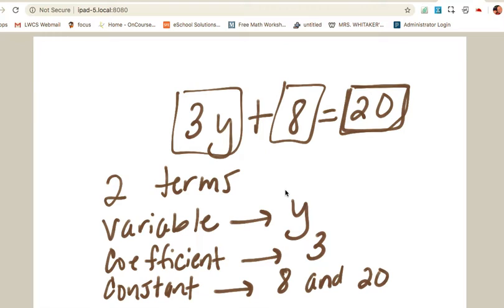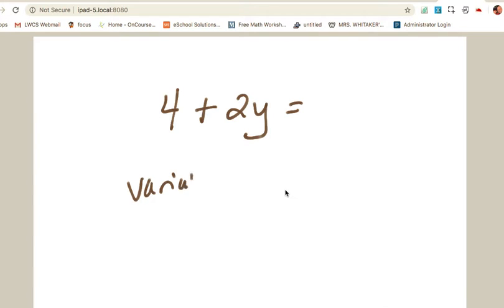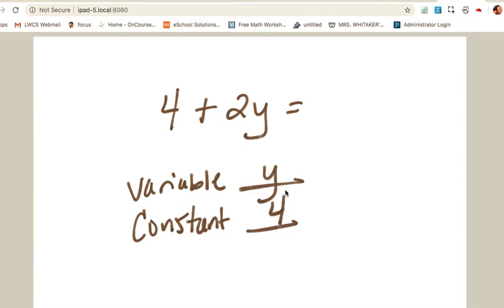Okay, so let's practice again. On the next slide, we have a problem. What would be the variable? And what would be the constant in this expression? The variable would be y. The constant would be 4. And the coefficient would be the 2.